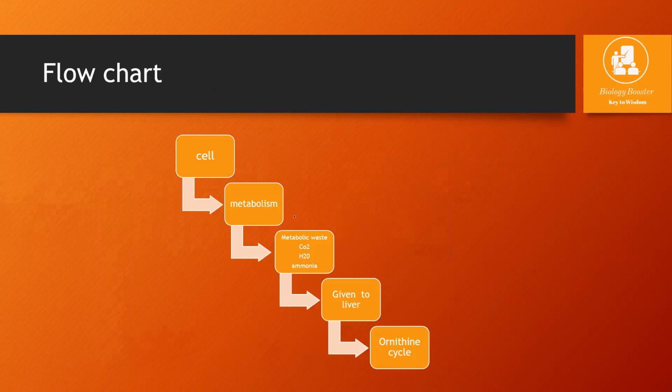So let's see the flow chart. In the body there are several cells, and each and every cell is performing its normal functioning, which is called metabolic activities, or metabolism. For metabolism they require ATP. When you give something, you take out something. This taking out is metabolic waste. These metabolic wastes are carbon dioxide, water, and ammonia.